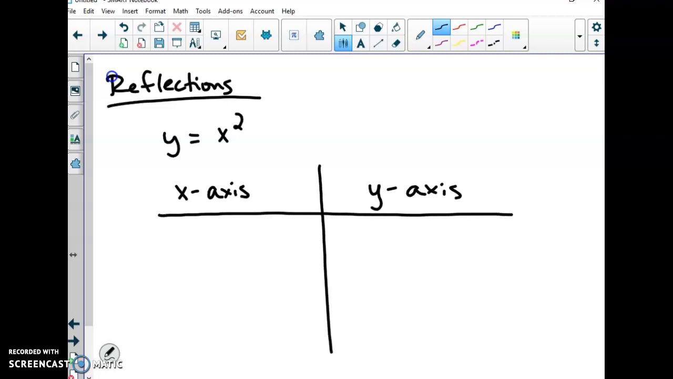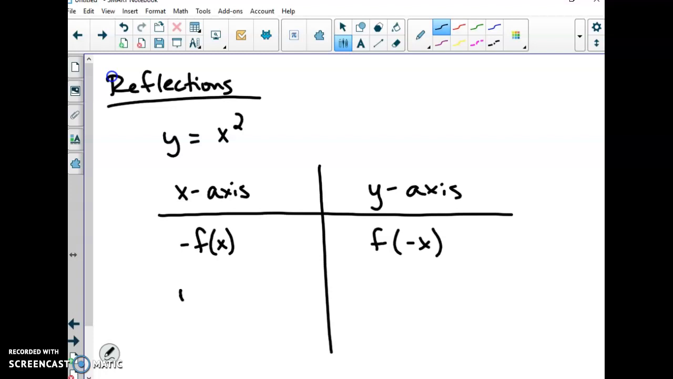Okay, if I'm going over the x-axis, this is outside. So it's going to look like, in function notation, the negative is on the outside. With the y-axis, it's going to be with the x. Okay, so function notation, we kind of get a little confused with that. So what does that actually mean?